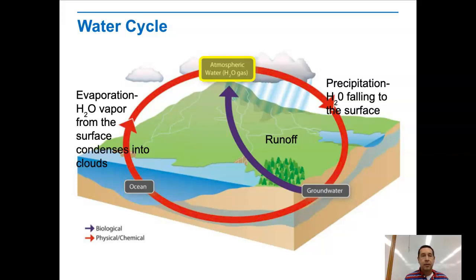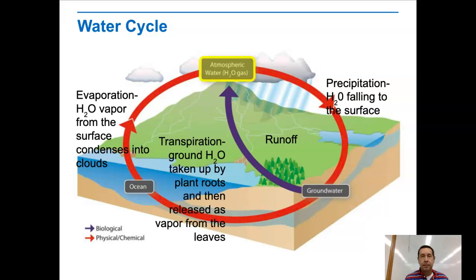Evaporation is water going from the surface back into the atmosphere and condensing into clouds. Transpiration is groundwater taken up by the roots of plants and then released from the pores in the leaves of the plant, called stomata, as water vapor, and it goes back into the atmosphere.